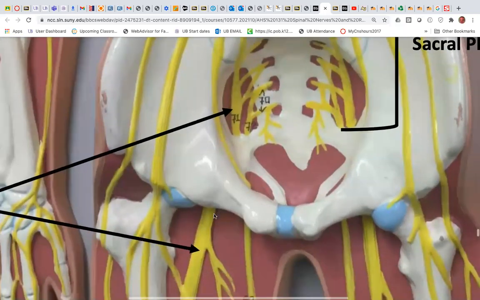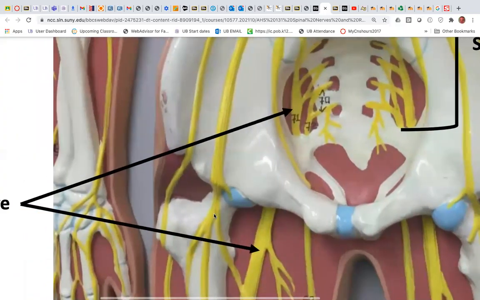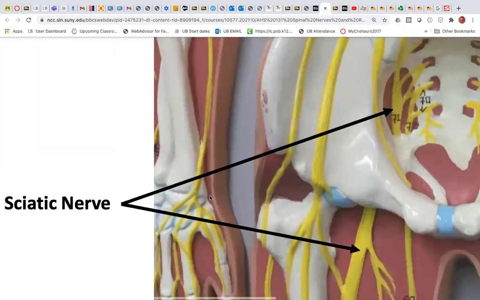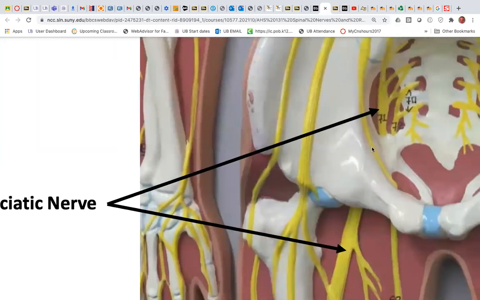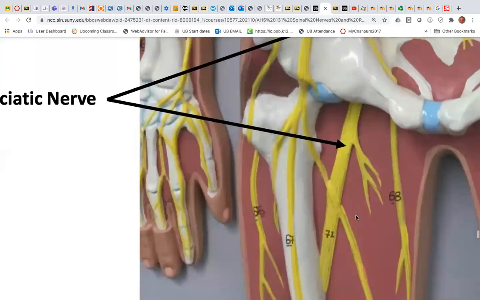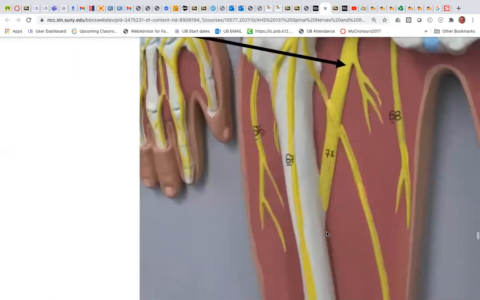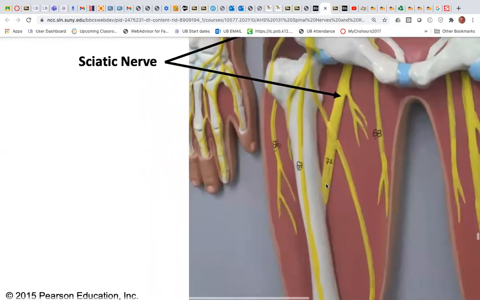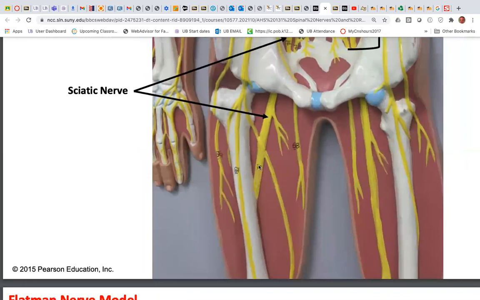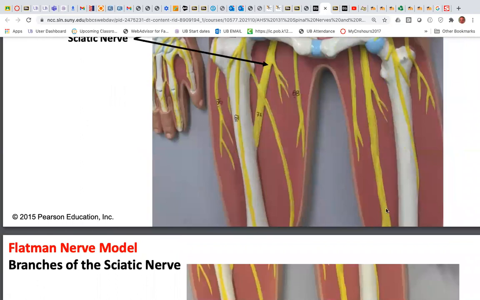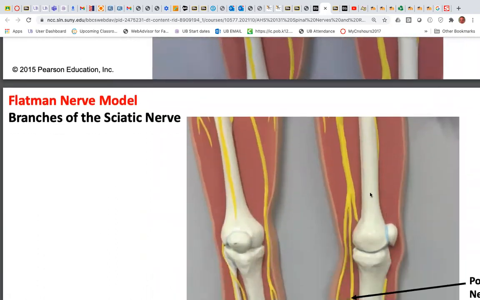And if we follow it, you can see here, sciatic nerve. It's this large nerve, comes down, it goes all the way down. There it is again, number 71. It goes behind the femur, right back here. You can see it on this side. It goes all the way down. And we'll look at it again.